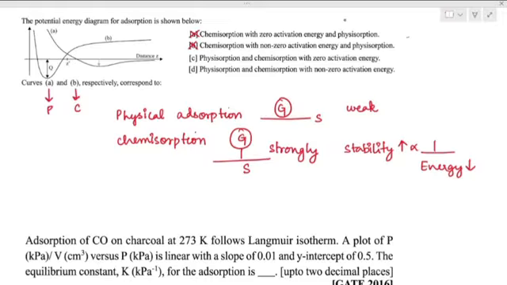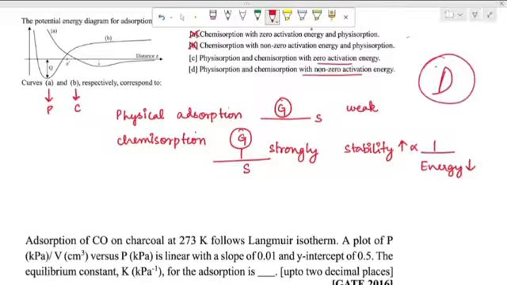Now, the next part is chemisorption with zero activation energy or chemisorption with non-zero activation energy. How do you check? You check by the intersection of the two curves. This is something that you will be learning in coordination as well. If you look, these two curves, A and B, intersect at a non-zero value. See? This is intersecting at a non-zero value, and hence the activation energy associated with this is also non-zero, and hence the correct answer is option B.